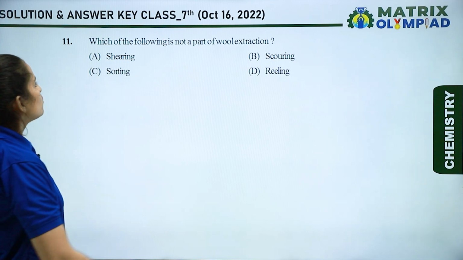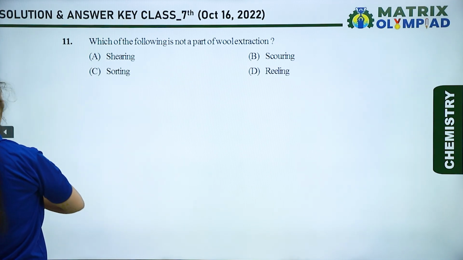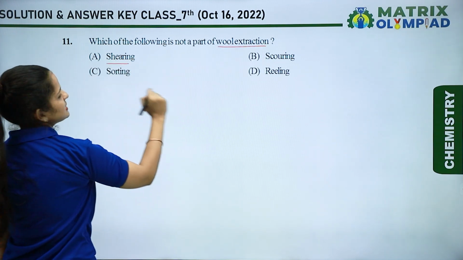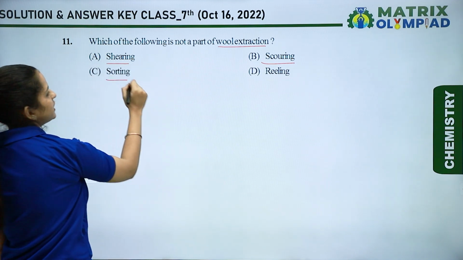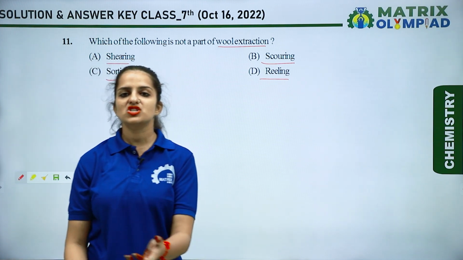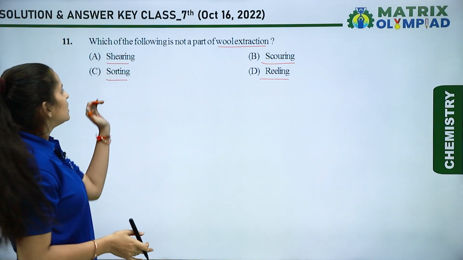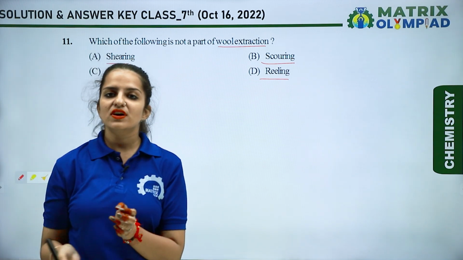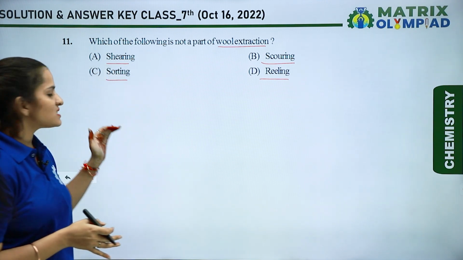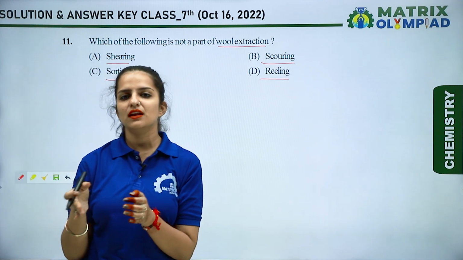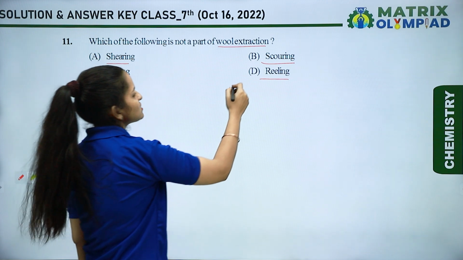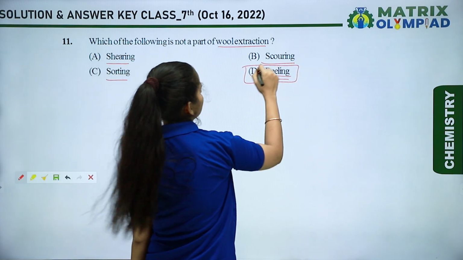Next question is, which of the following is not a part of wool extraction? Option A is shearing. Option B is scouring. Option C is sorting. And option D is reeling. Shearing, scouring and sorting are processes of extraction of wool from fleece. Shearing is the process of removing the fur from the body of the sheep, scouring is the process of washing the fleece, and sorting is the process of sorting according to length, color and so on. So these three are all processes of wool extraction. Reeling is not a process of wool extraction, so option D is correct here.